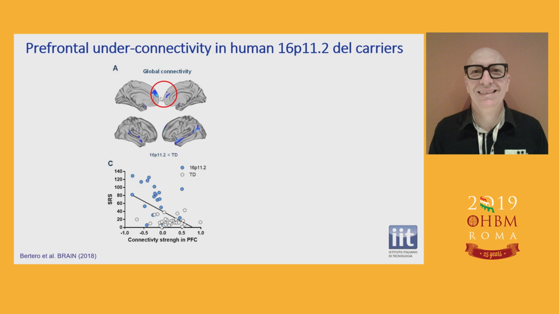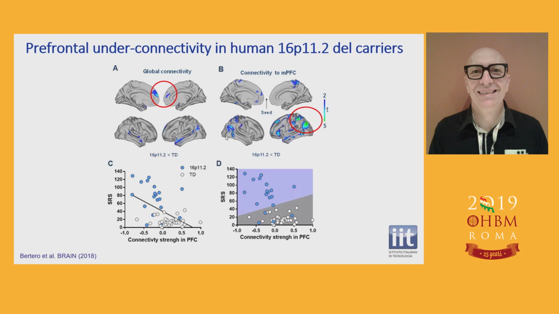So what we found here is that in carriers of this deletion, there's a focal reduction in connectivity in prefrontal areas. This seems to be clinically relevant somewhat because it is inversely correlated with social responsiveness. And we also show that functional connectivity in prefrontal cortex is somewhat desynchronized with long-range areas in parietal posterior regions.